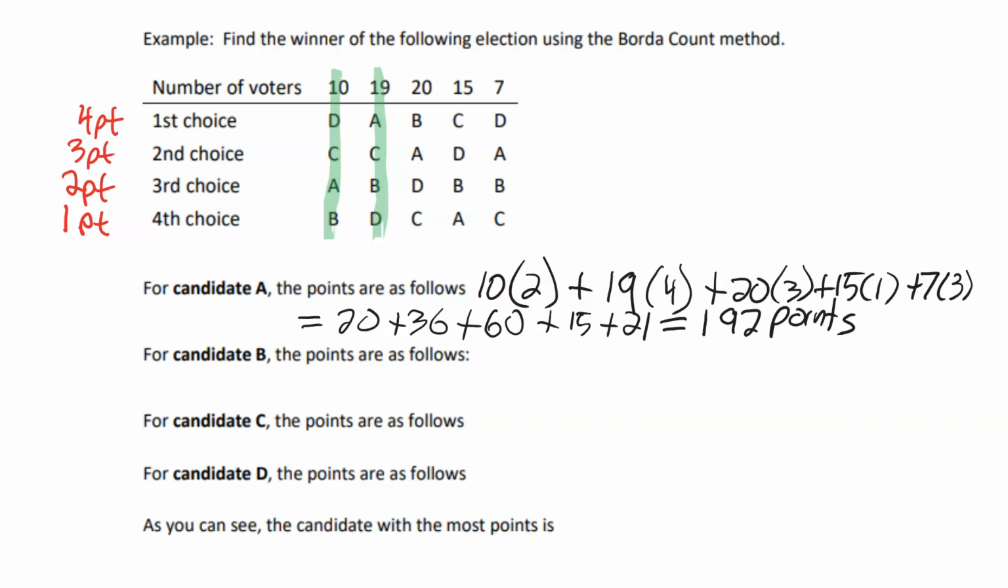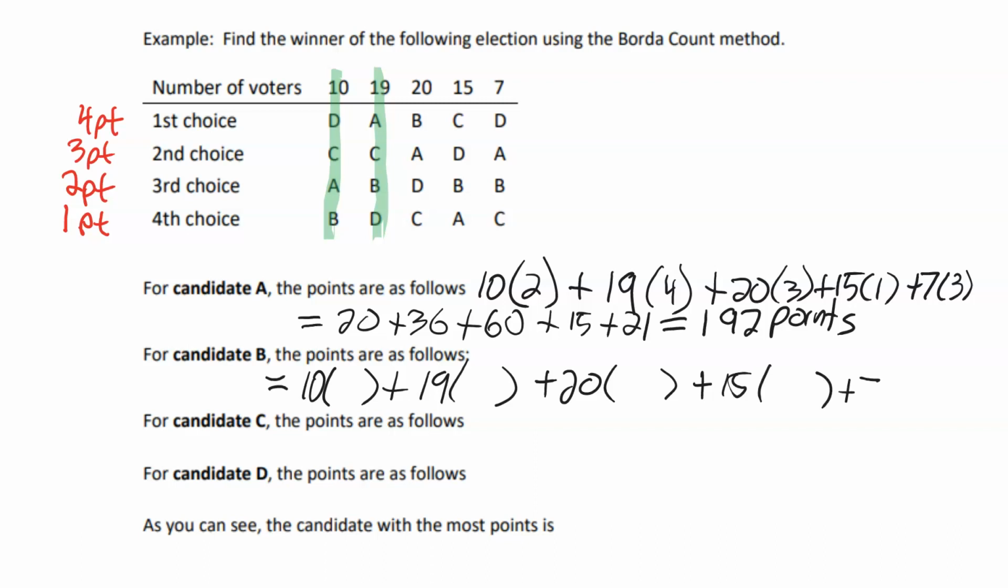The nice thing about going column-wise is you can set up the main process. Like for candidate B, there's still 10 people that voted somehow with candidate B, in this case fourth choice. So you could have the 10 votes times how many they're worth, the 19 votes times how many they're worth, the 20 votes, the 15 votes, the 7 votes. And fill this out for each candidate, because they'll all have these votes. They're just worth different numbers of points.